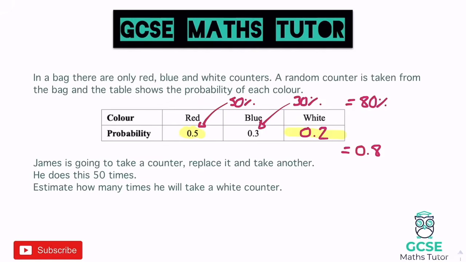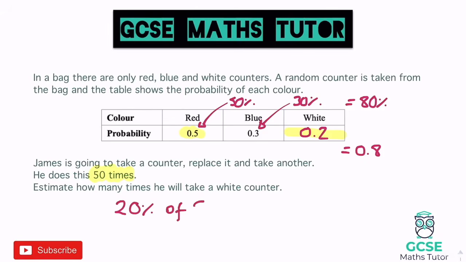Now the reason I think about it in terms of a percentage is because it's going to help us further down the line with some of these questions, and it's going to help us with this second part of this question. So it says he takes a white counter 50 times. Sorry, he doesn't take a white counter 50 times, but if he takes a counter 50 times, we would expect it to be white 20% of the time. So really all this question is asking us is to work out 20% of 50.